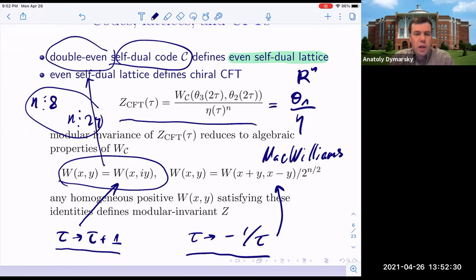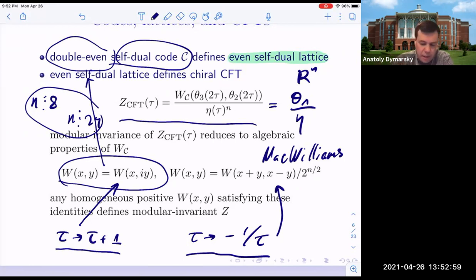So the punchline is that modular invariance of the partition function, we usually think about it as some very complicated mathematical property. Sometimes it is very difficult to prove. Well, usually it's very difficult. But in this particular case where you connect your CFT to a code, everything boils down to very simple algebraic identities.